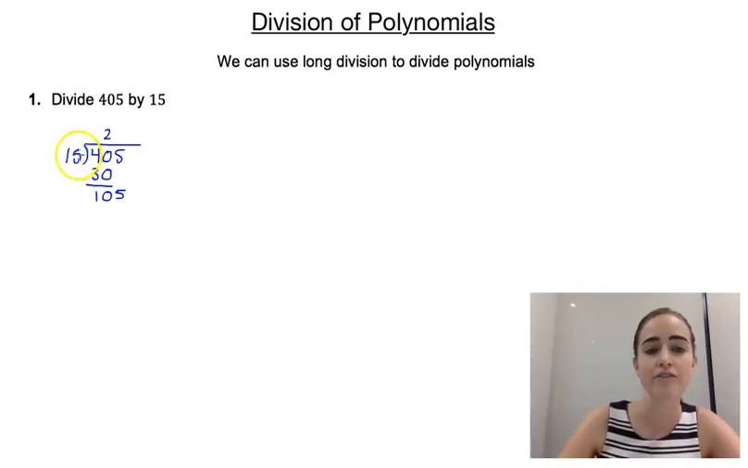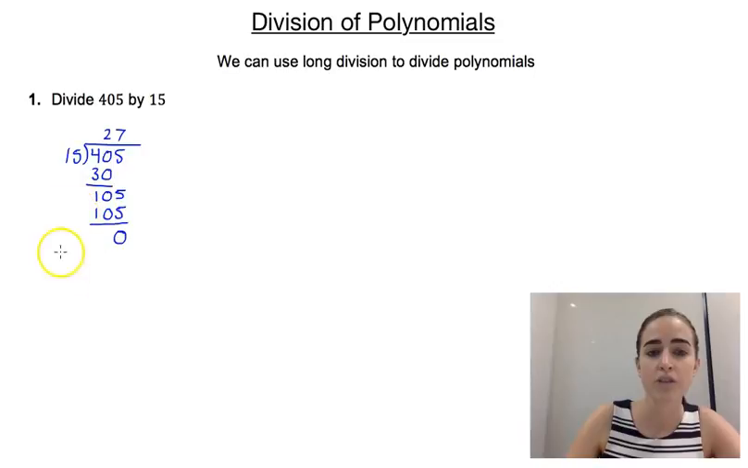Now 15 goes into 105 7 times. 7 times 15 is exactly 105. So when we subtract, we're left with 0. That means that 15 is a factor of 405 because it goes in with no remainders. So we can write that out as 405 is equal to 15 times 27.